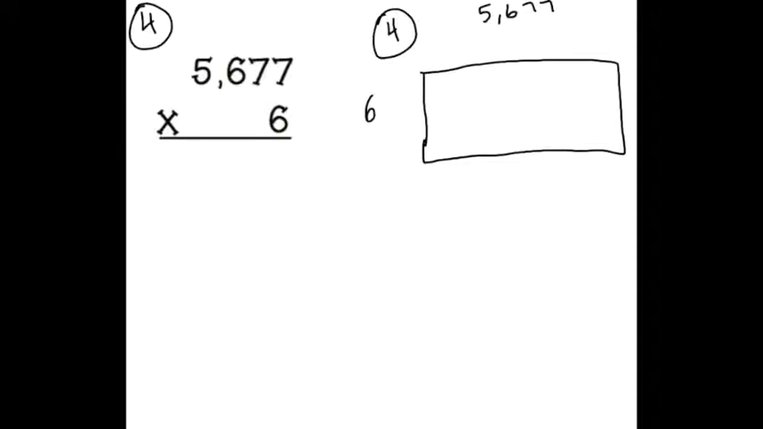Welcome back. What is the value of the 5? 5,000. What is the value of the 6? 600. What is the value of the 7? 70. And what is the value of this 7? 7. 5,000 plus 600 plus 70 plus 7 would give me 5,677. We did expanded form.